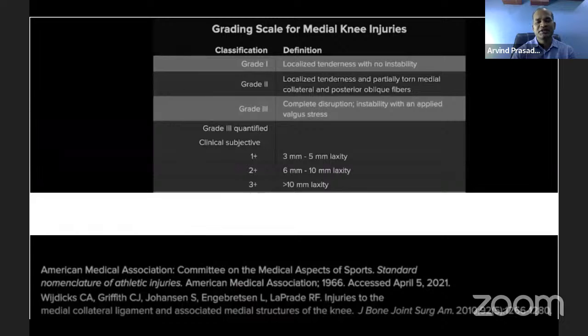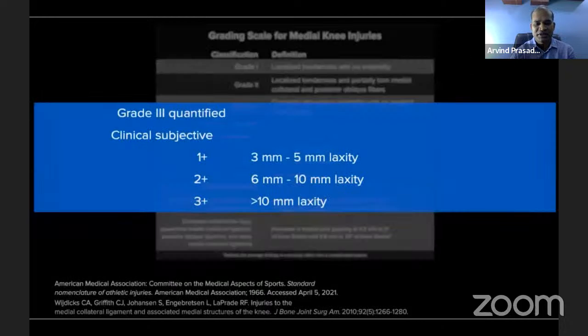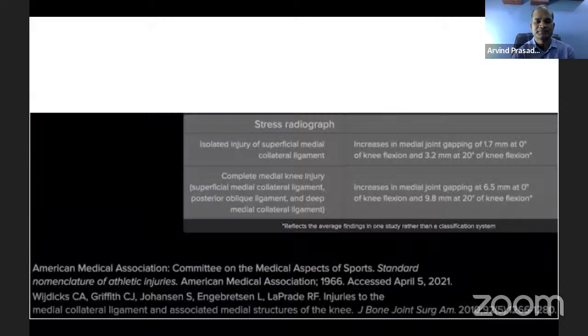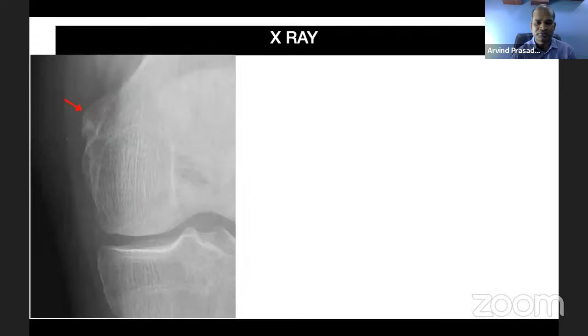Now in grade 3, you can add the clinical opening that you measure with the valgus stress. 1+ is 3 to 5 mm of laxity, 2+ is 6 to 10 millimeters of laxity, and 3+ is more than 10 mm of laxity. So in grade 3, you can add 1+, 2+, 3+. Also, the stress X-ray that we have discussed has a lot of literature about its role in diagnosing MCL injury, with about 3.2 millimeter opening, or 1 millimeter or more, or 1 centimeter opening with the stress X-ray.